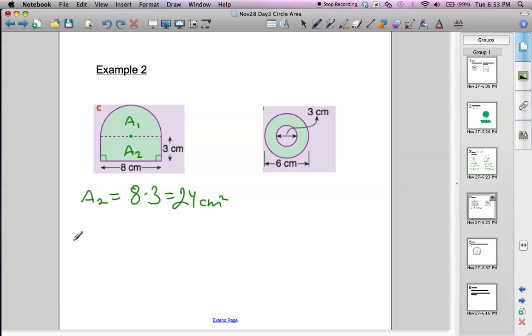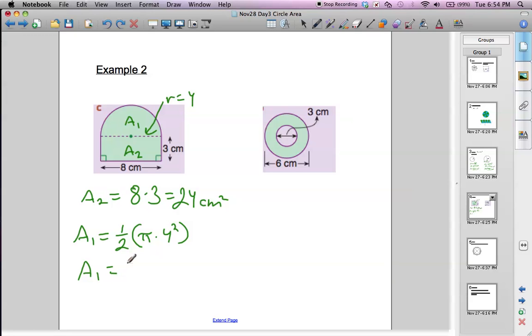And then the area of 1, that's really half of a circle. So what we can do is multiply half times the area of the circle. The area of a circle is pi r squared. The diameter in this case is going to be 8, so the radius is going to be 4. So it's going to be pi times 4 squared.